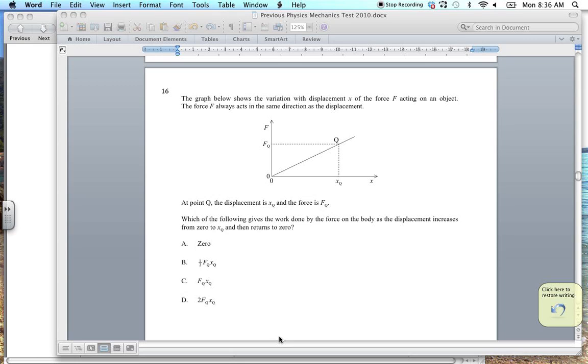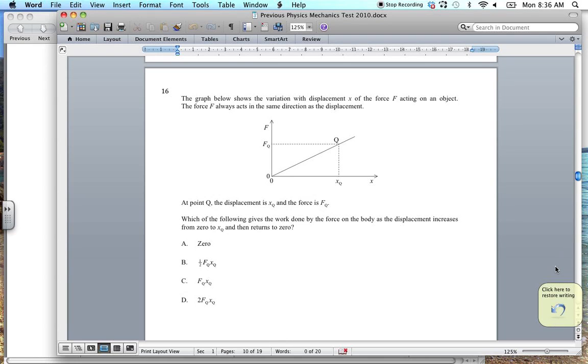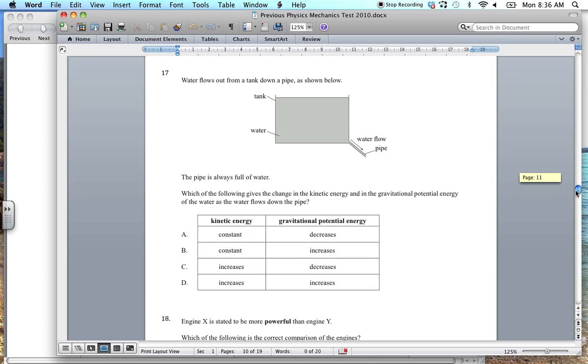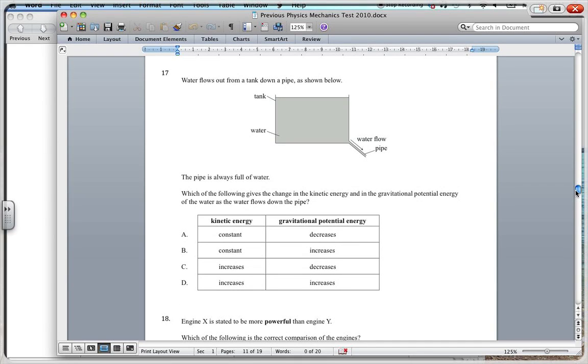Okay, going on to 17. This is an interesting one. 17. Water flows out from a tank down a pipe as shown below. The pipe is always full of water. This is a very important statement for answering this. Which of the following gives the change in the kinetic energy and the gravitational potential energy of the water as the water flows down the pipe?